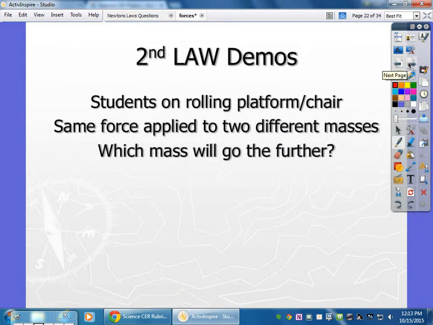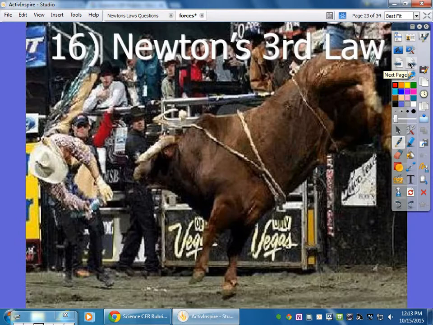All right, so we're going to skip these demos because these aren't actually very good for Newton's second law. You're going to do a whole lab day where you do like 4 demos yourselves for each one of these laws. So no big deal there. Let's go on to Newton's third law.